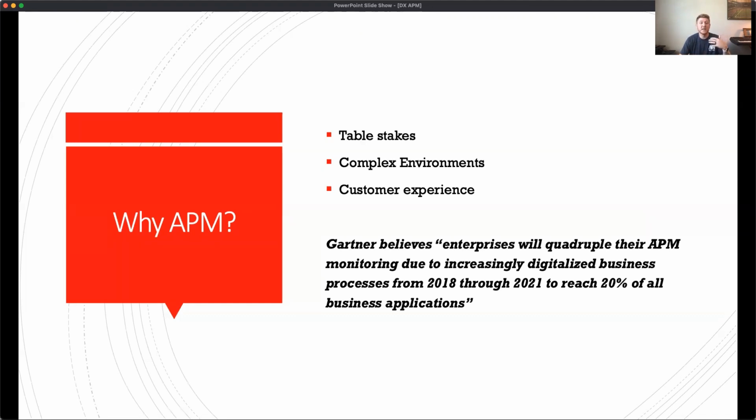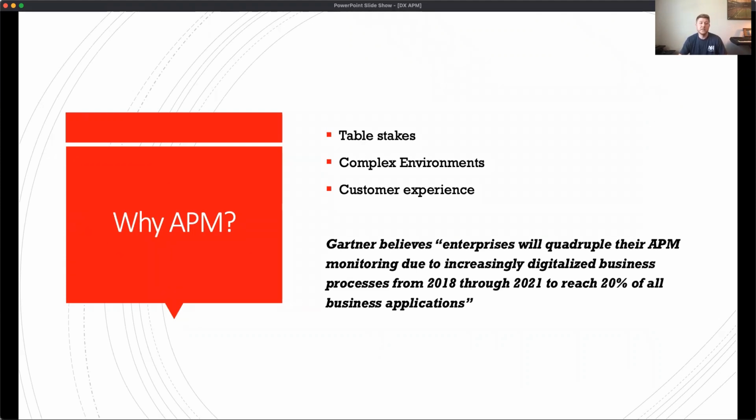So as these environments become more complex, there's just quite simply more to monitor. In fact, Gartner believes that enterprises will quadruple their APM monitoring due to increasingly digitized business processes from 2018 through 2021 to reach 20% of all business applications.